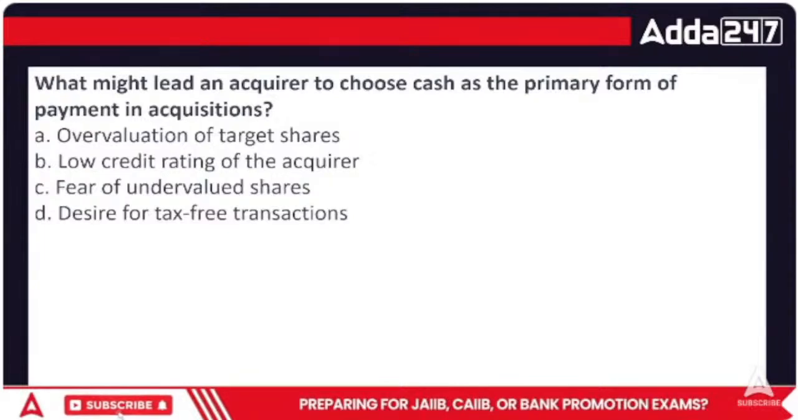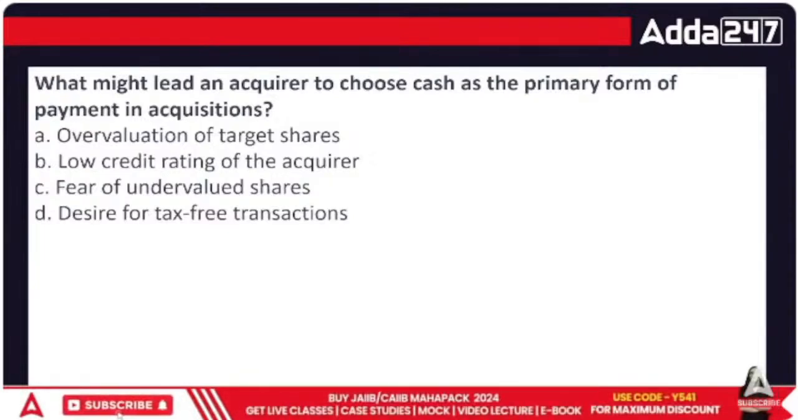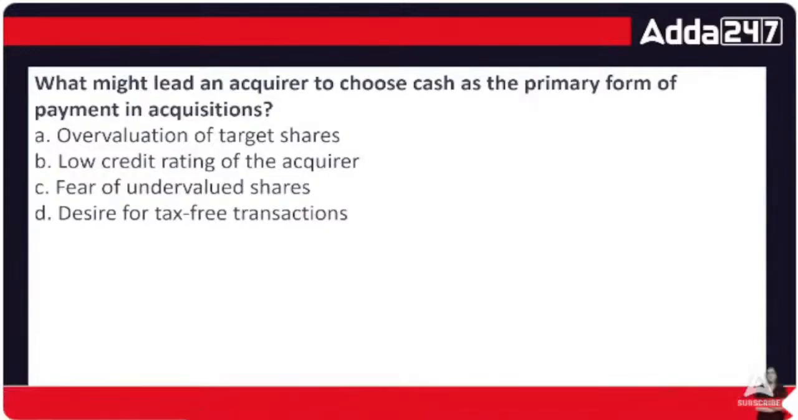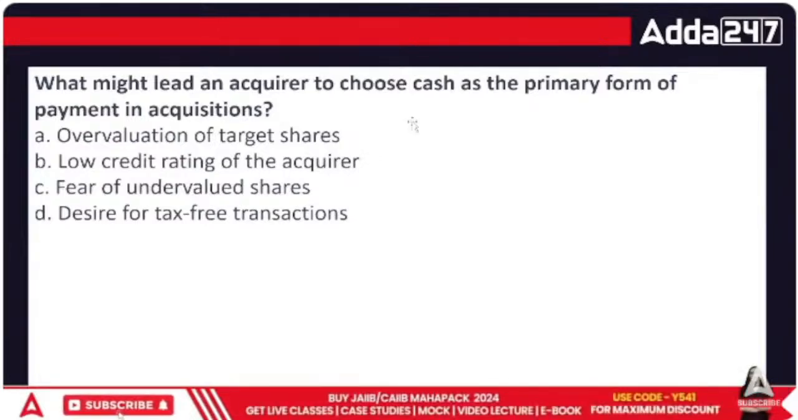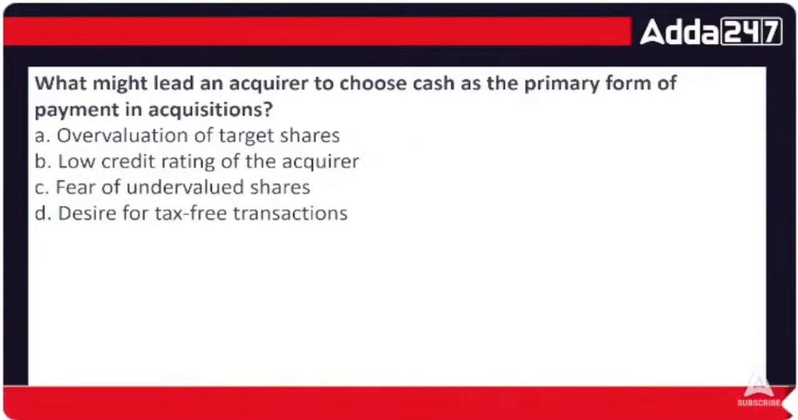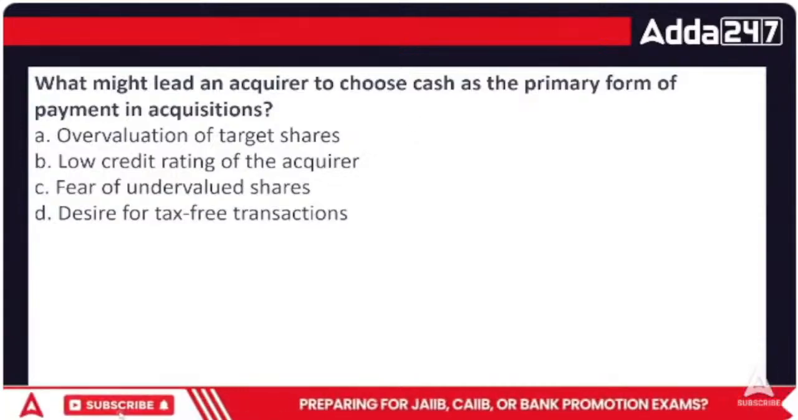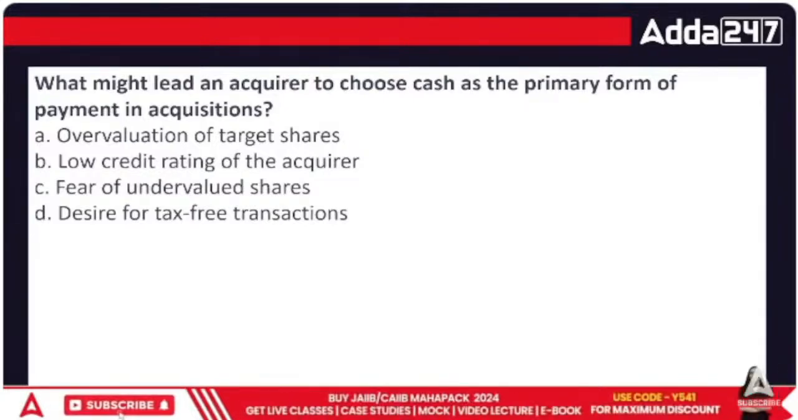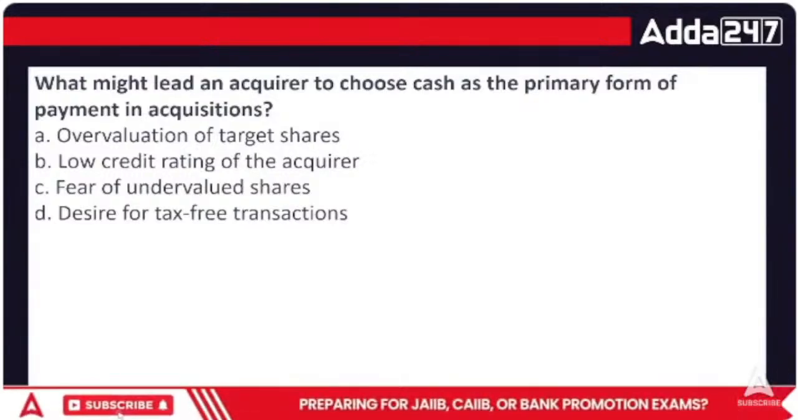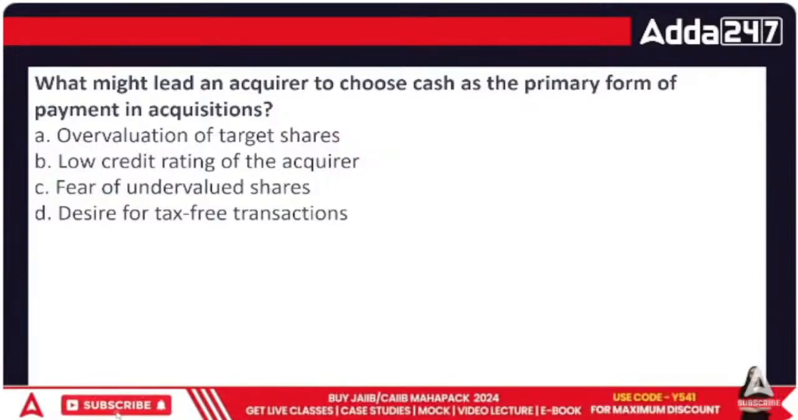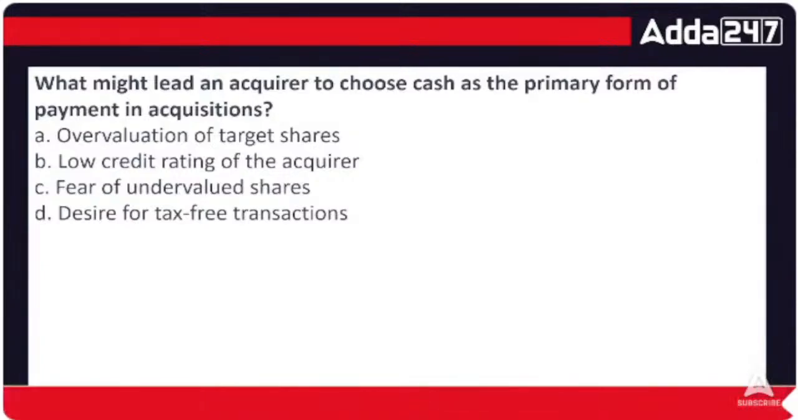What's going to be the answer? What might lead an acquirer to choose cash? If someone is choosing cash, then probably because they choose it as the primary. Overvaluation of target shares is not the answer. Acquirer means the one who's purchasing. The one who's purchasing, for them, shares is a different scenario.